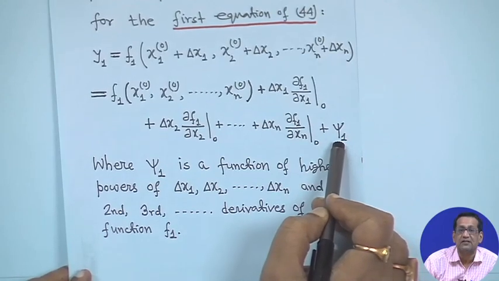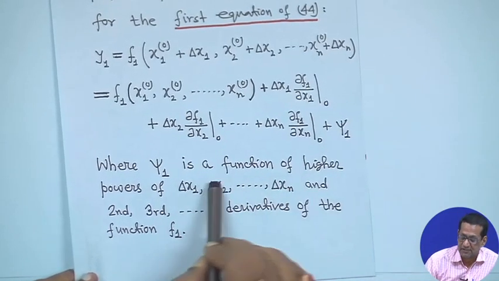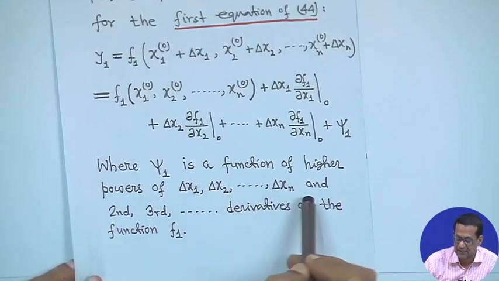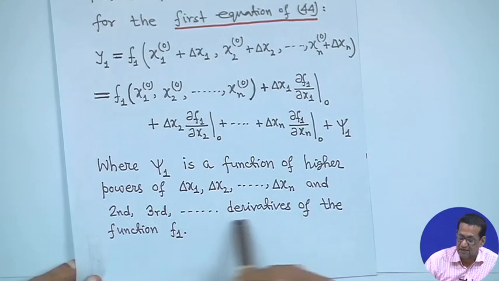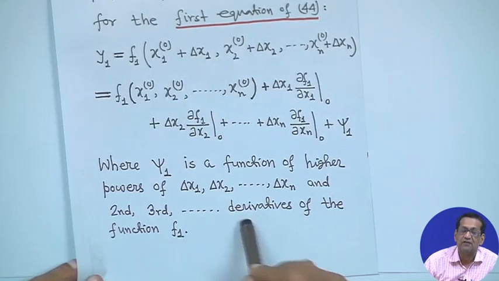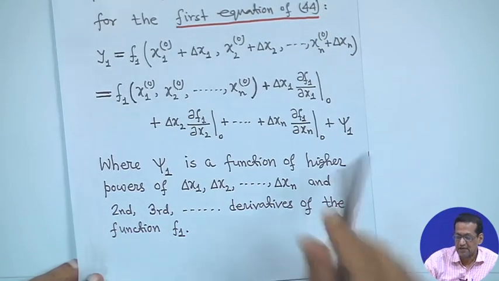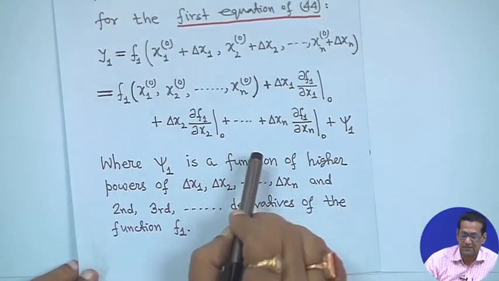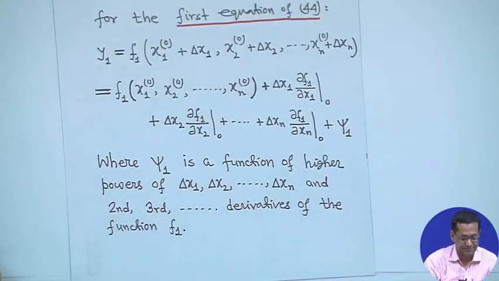Psi 1 is the higher order term, so we will not consider it. Psi 1 is a function of higher powers of delta x1, delta x2 and delta xn, and second, third derivatives of the function f1, and we will not consider that. We will take only up to this, only this term. So, this is the way to first expand in Taylor series.